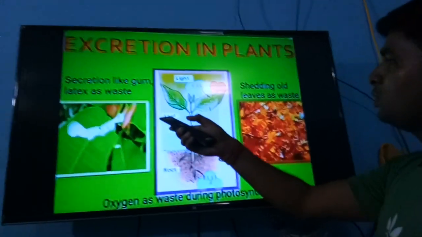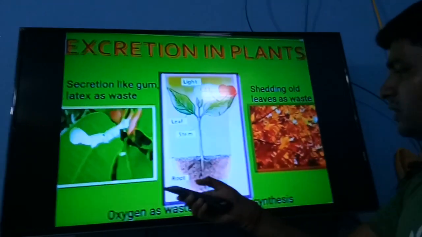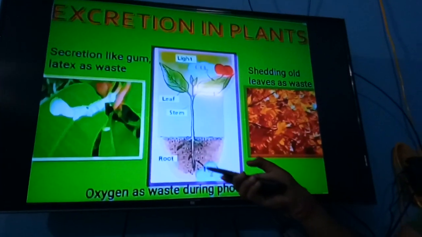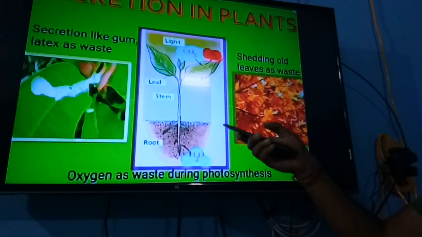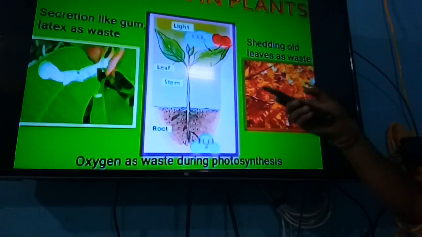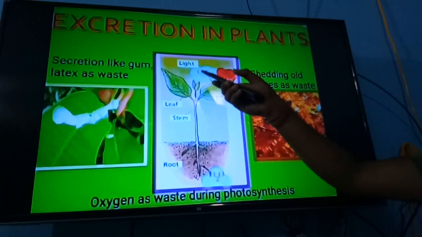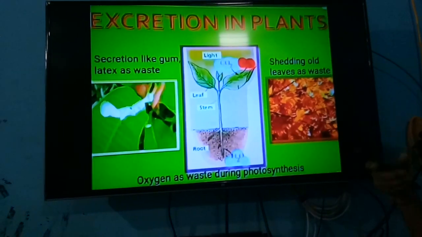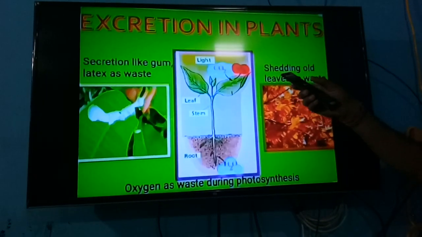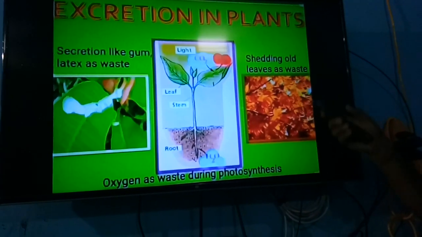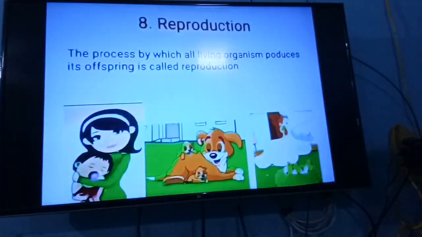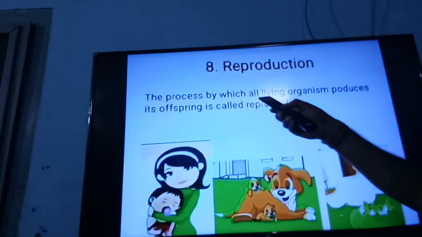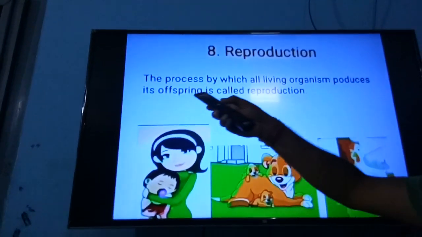Light, CO2, leaf, stem, root and water are taken in during the photosynthesis process, and oxygen is excreted during that time as well, which will be utilized. Just like that, you can see shedding old leaves as waste, that is also the excretive or waste material of the plants. Reproduction, the process by which all living organisms produce their offspring.